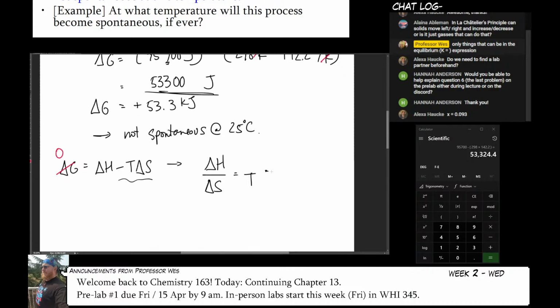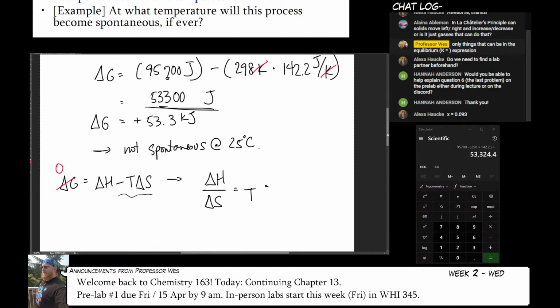Okay, so let's do the calculation here. So I've got 95,700 joules divided by 142.2 joules per Kelvin, which is going to give me an answer in Kelvin. Oops, I shrunk the calculator. I didn't mean to do that. 95,700 divided by 142.2. 673 Kelvin.